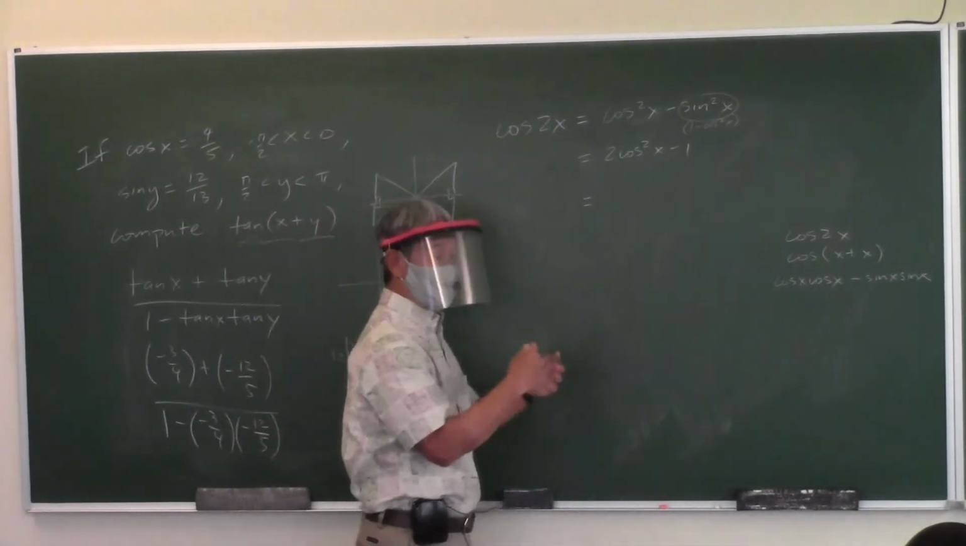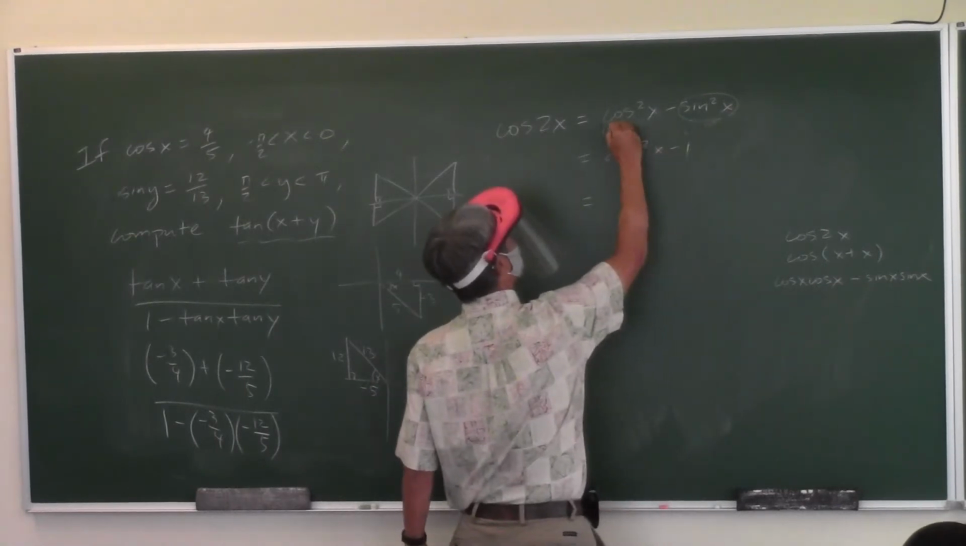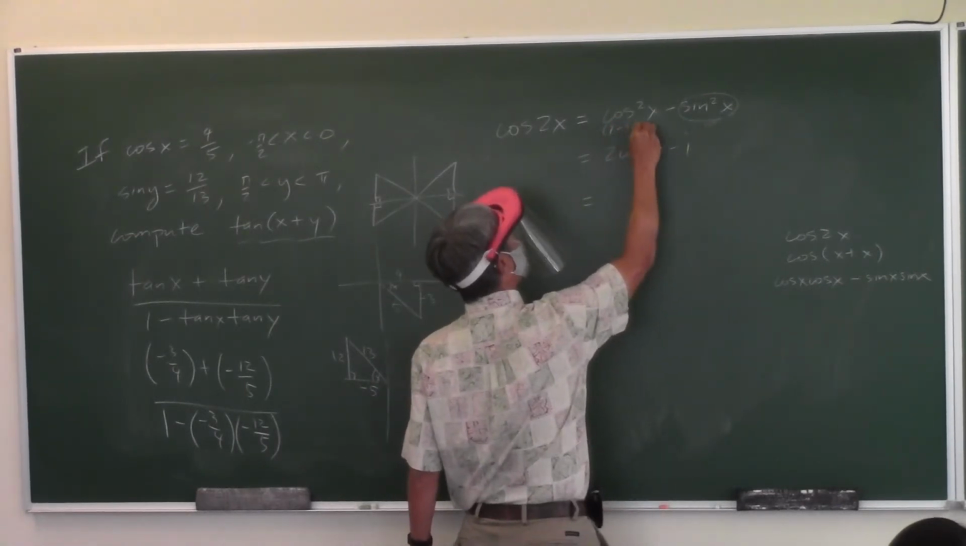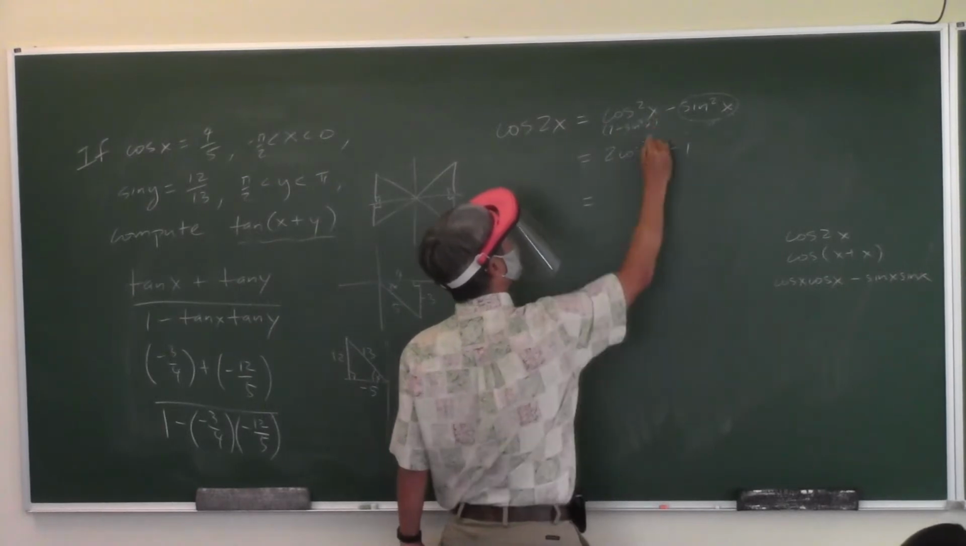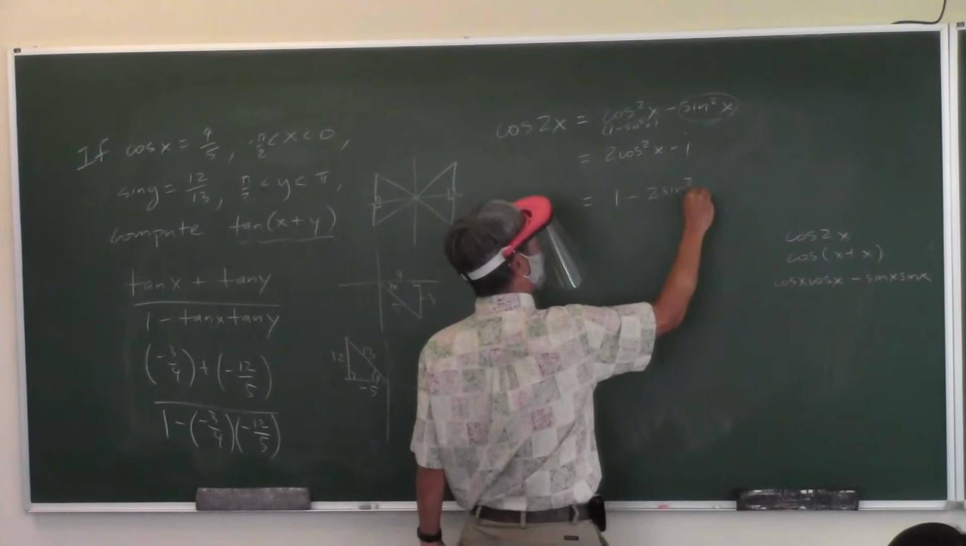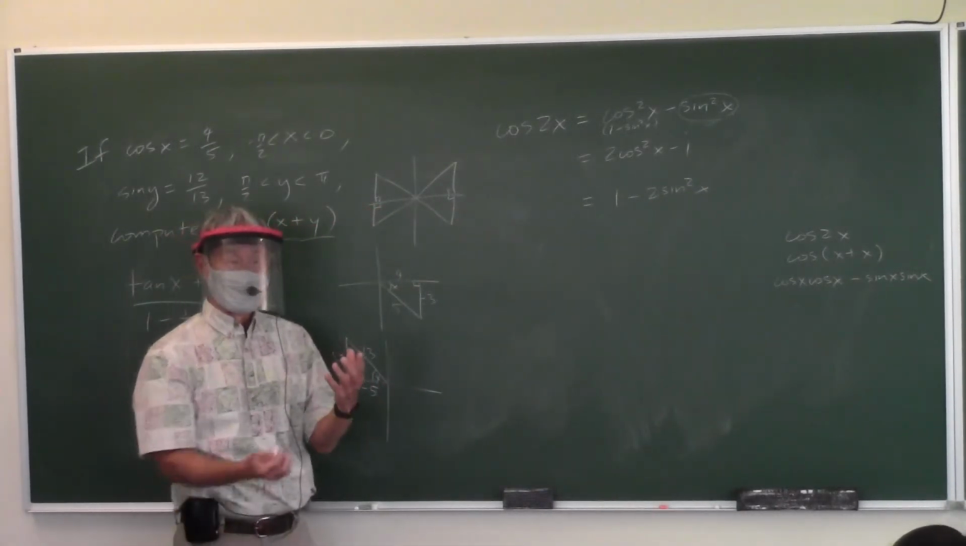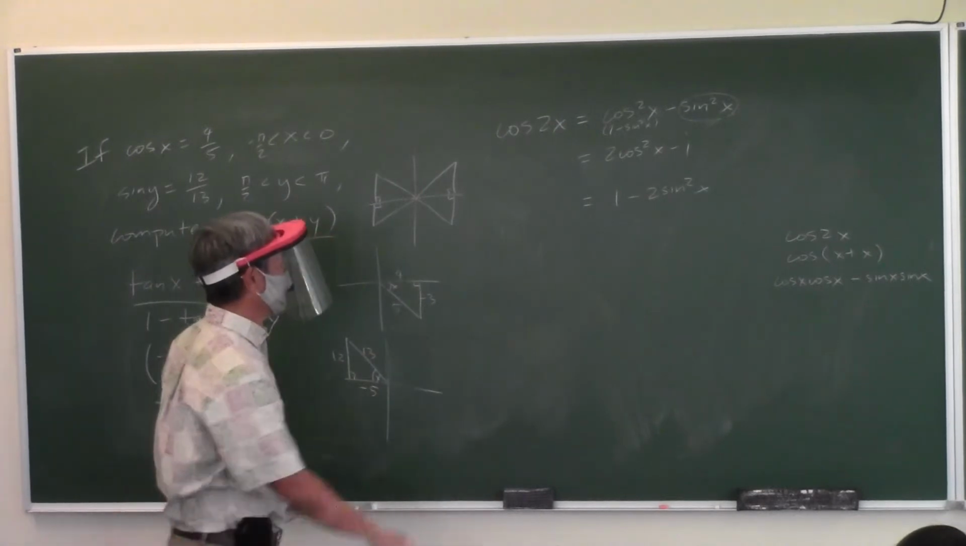And then if you want to derive the one that has the sine in it, then what you do is here, you substitute 1 minus sine squared x, and you get 1 minus 2 sine squared x. But in reality, you want to have these memorized. They should be at the tips of your fingers.